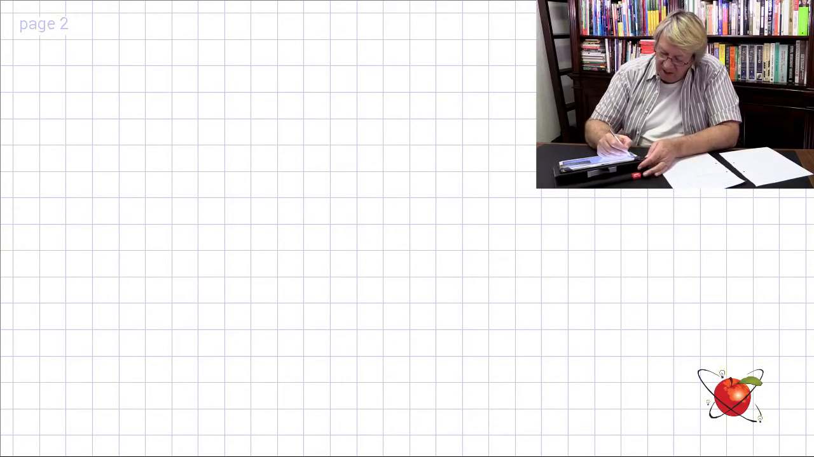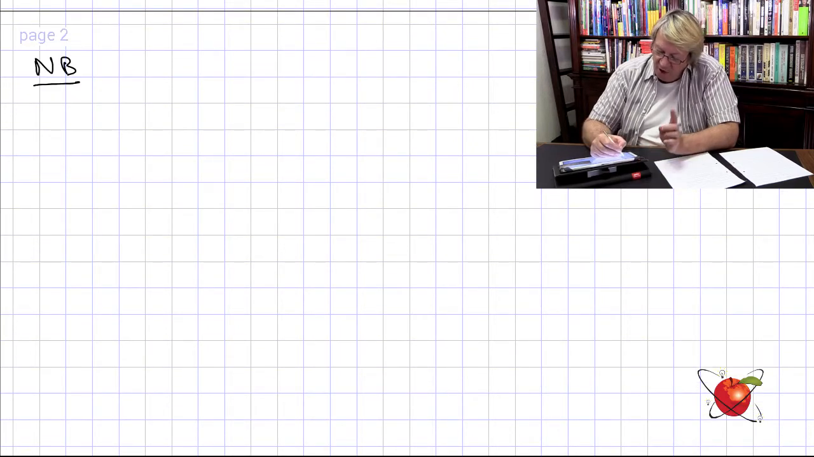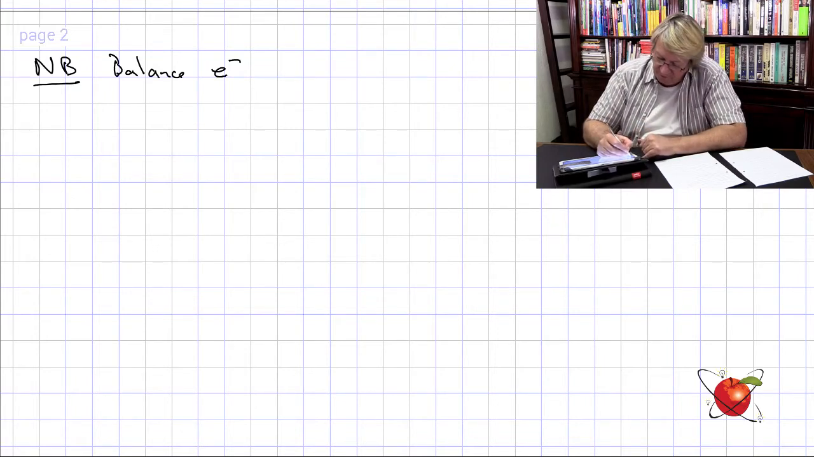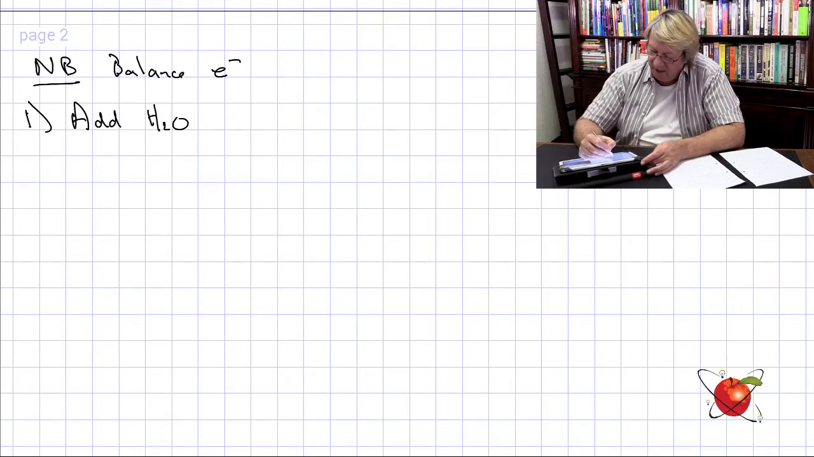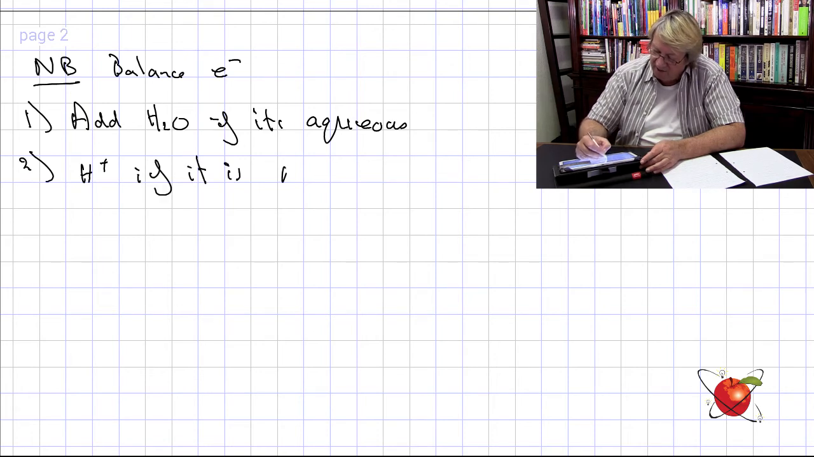All right? Before we get there, there's one thing that you need to put a little NB. Okay? Remember, we balance electrons, don't we, in these? But we can add H2O if it's aqueous. Very important. Add H plus if it is acidic.